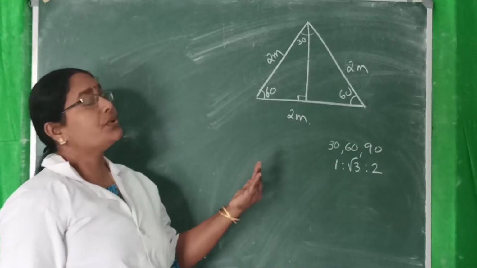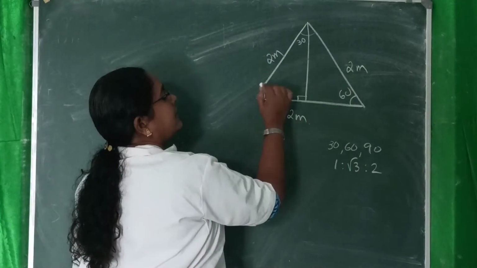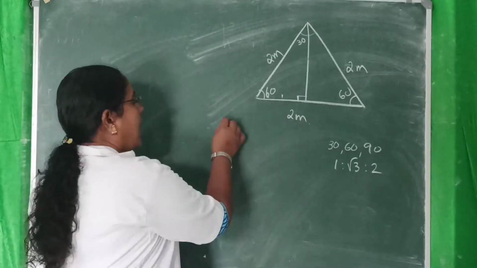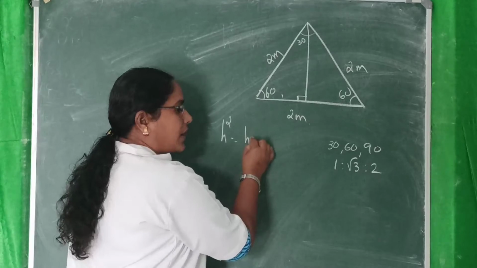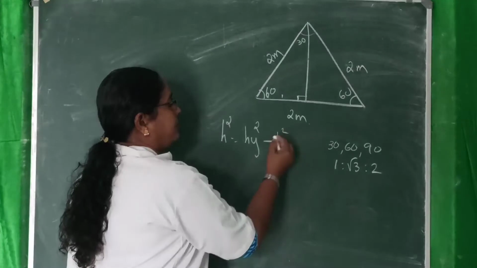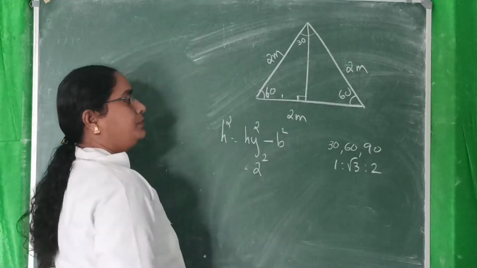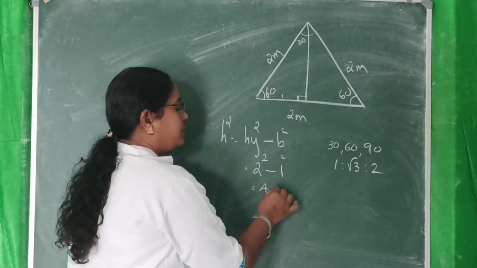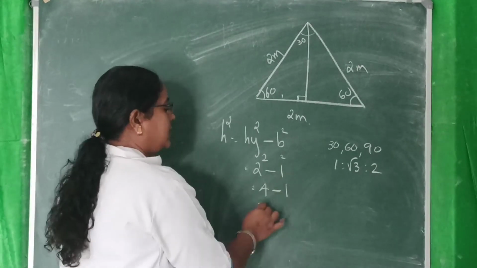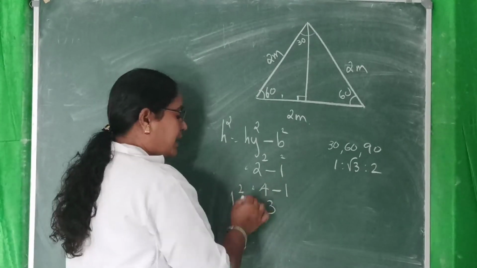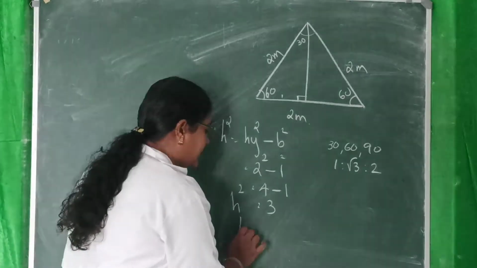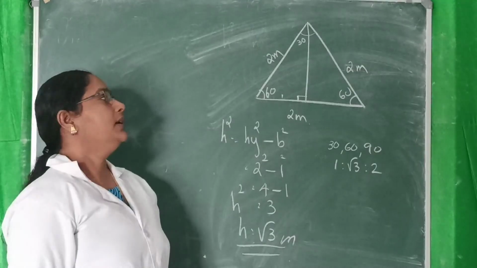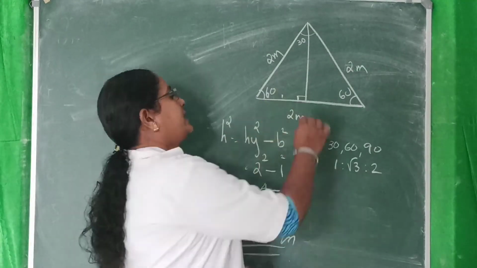Now first using Pythagoras. Here the 2 meter side is divided into 1. So what is the height? Height squared is hypotenuse squared minus base squared. Hypotenuse is 2 and base is 1. So 2 squared is 4 minus 1 squared is 1, which is 3. Height squared is equal to 3. Therefore the height is root 3 meter.